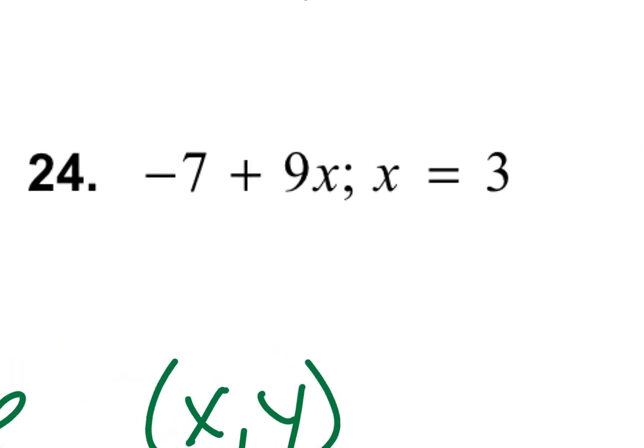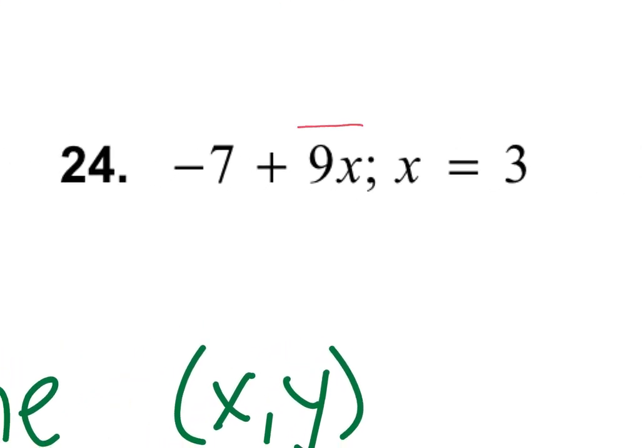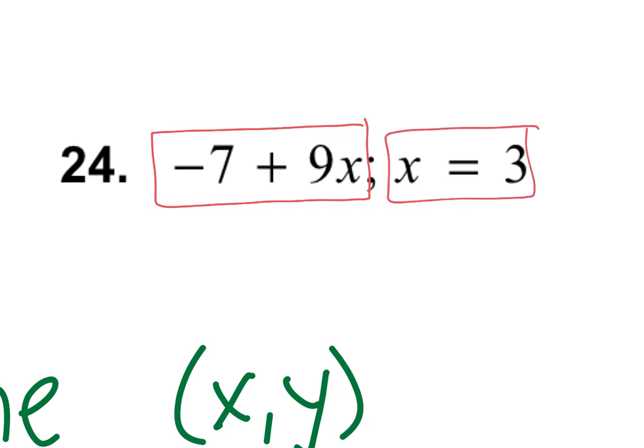So we've got 24. Again, here's our expression, and we've got x equals 3. Now remember, when we're plugging in, always plug in with parentheses. So we're going to do -7 plus 9, and plug in with parentheses. We're going to put a 3 here. Wherever there was an x before, we put parentheses, and we put what x is equal to, which is a 3.